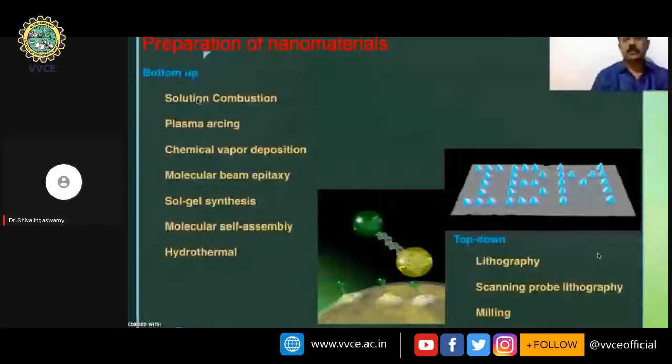There are various methods available now. So we have something called the solution combustion method, which is widely used for the preparation of nanoparticles. Plasma arcing method: generally, carbon nanotubes, fullerenes, etc. are synthesized by this plasma arcing method. We have the chemical vapor deposition method, molecular beam epitaxy, sol-gel synthesis, an interesting method to develop nanostructures, molecular self-assembly, then hydrothermal synthesis. There are various methods to synthesize these nanostructures. So these are called bottom-up approaches. It is very difficult to discuss all of them, as it would be a course in itself. So I'll discuss at least one or two of these.